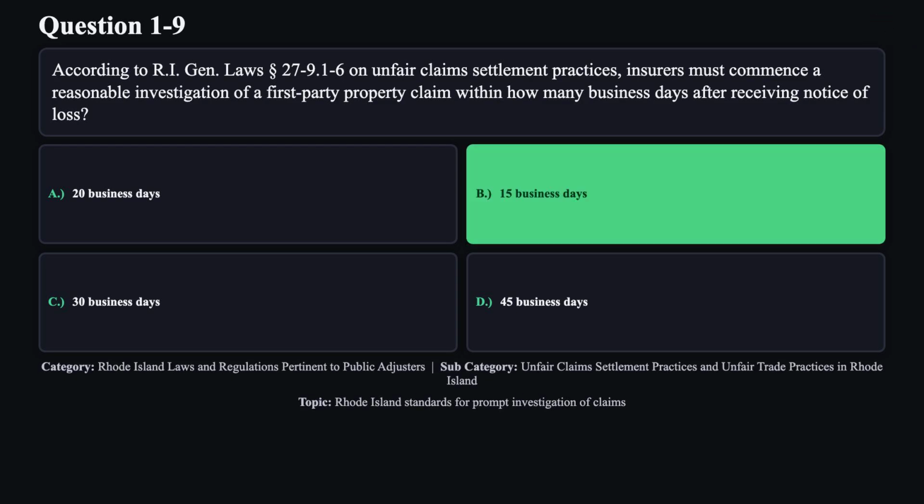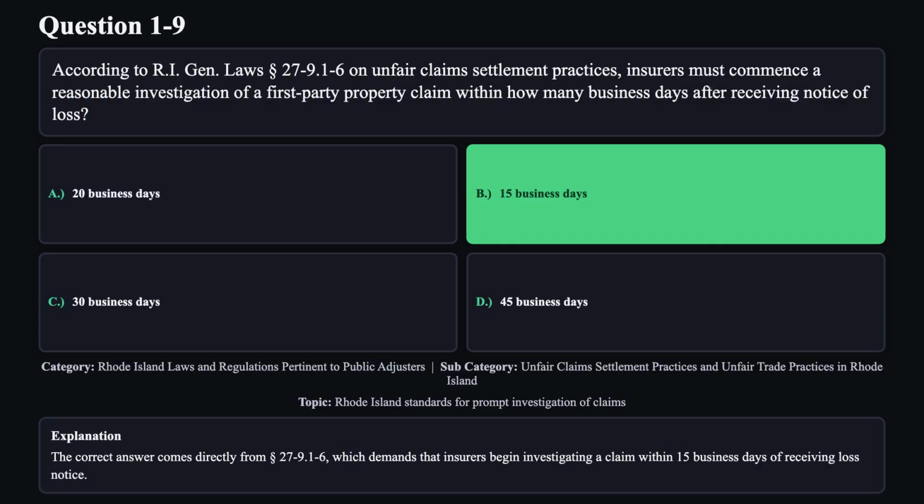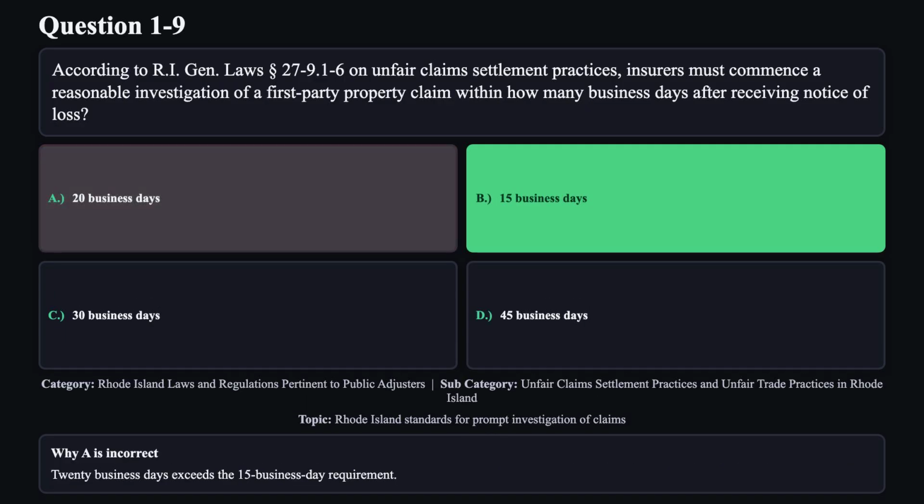The correct answer is B. The correct answer comes directly from Section 27-9-6, which demands that insurers begin investigating a claim within 15 business days of receiving loss notice. Reason A is not correct. 20 business days exceeds the 15 business day requirement.